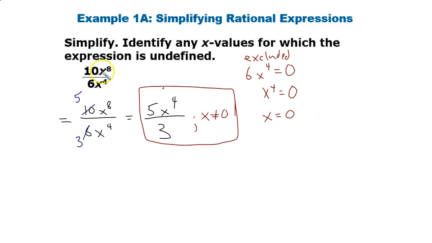If I plugged a 0 in at the very beginning for x, I would end up with an undefined expression, something that is a problem. If I plug it in at the end, I don't have that same issue, but the excluded value could be with your starting expression or your final expression. You've got to check both.